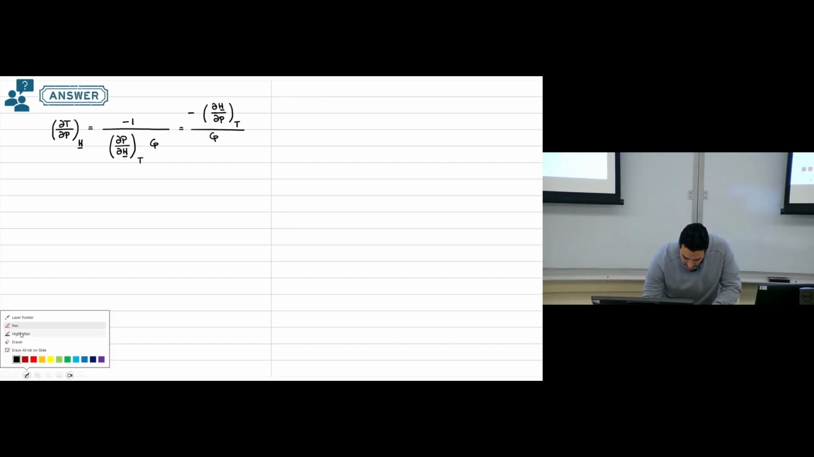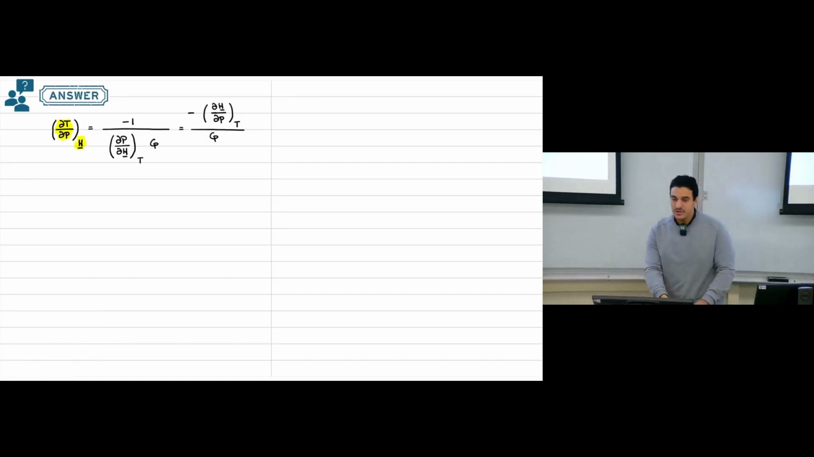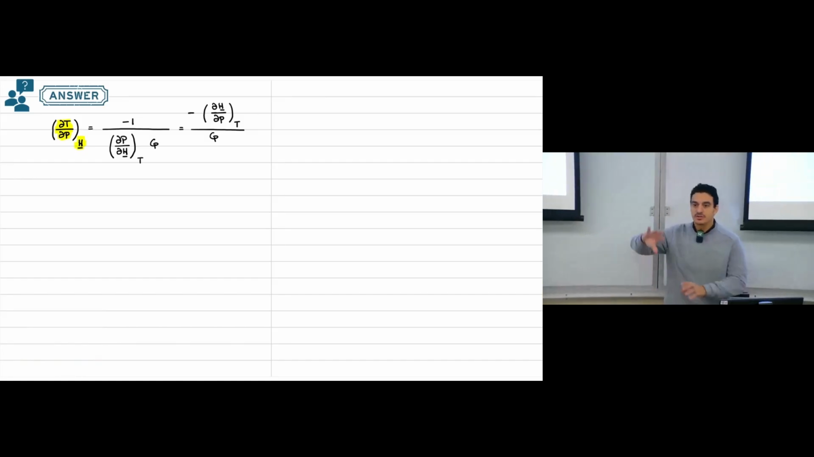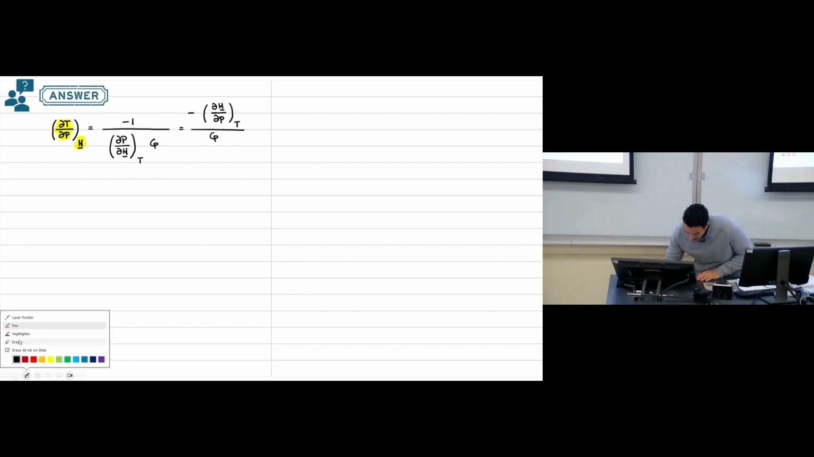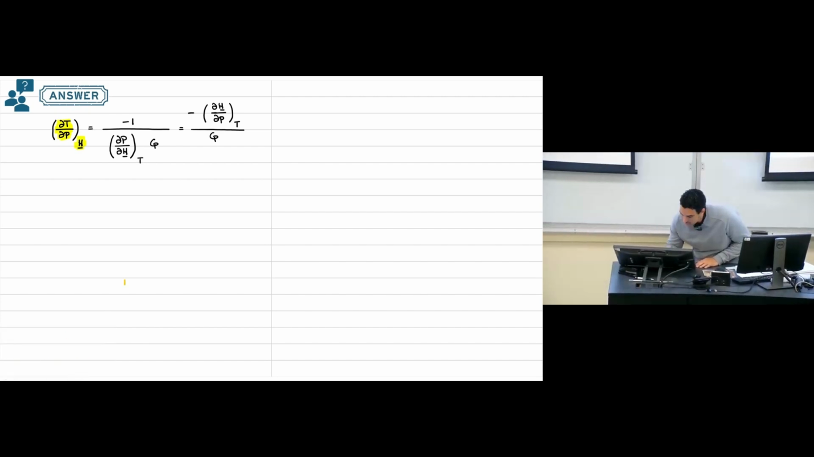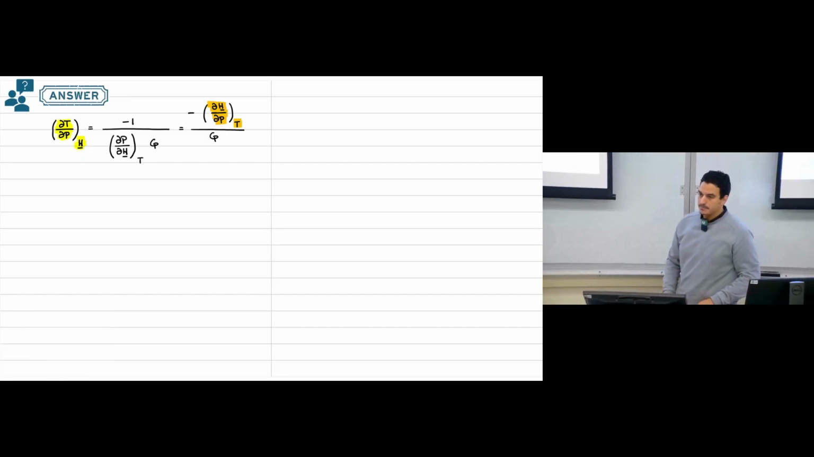So again, this is still the one I need to find. When I use the triple product rule, one of the partial derivatives I replaced with heat capacity, but I have another partial derivative that I didn't find anything to solve it with, which is dH by dP at constant T. So now we need to find this new one. Questions?